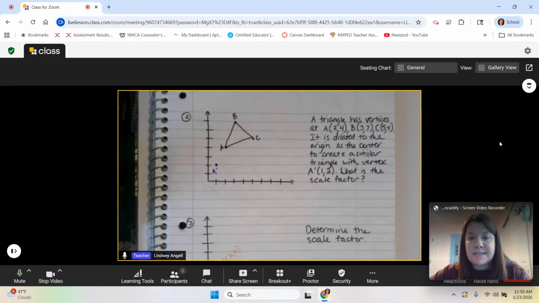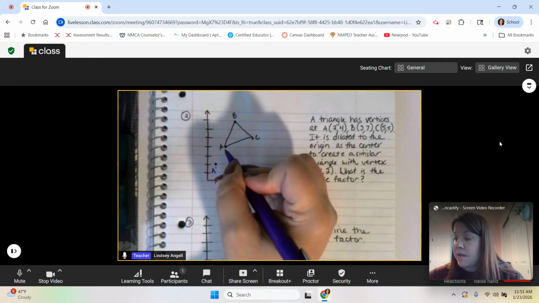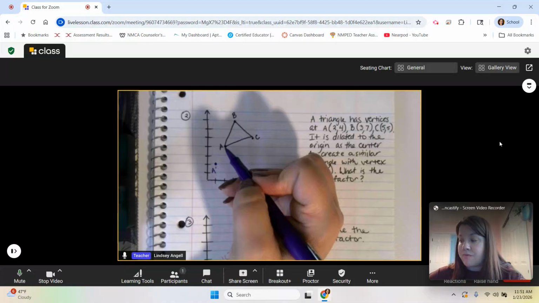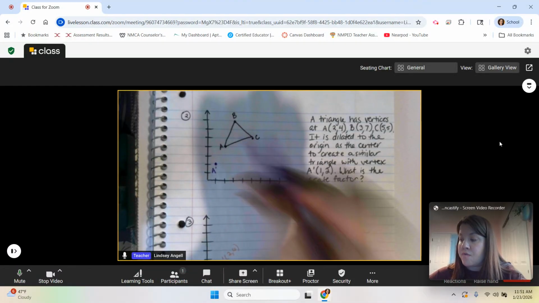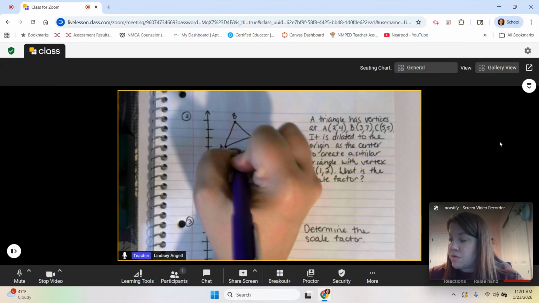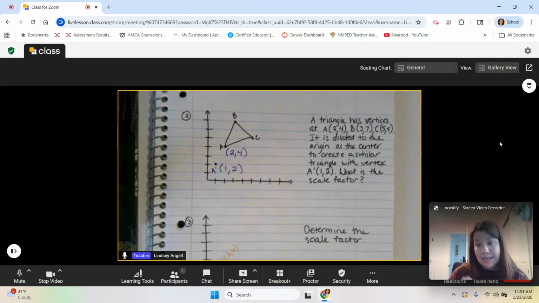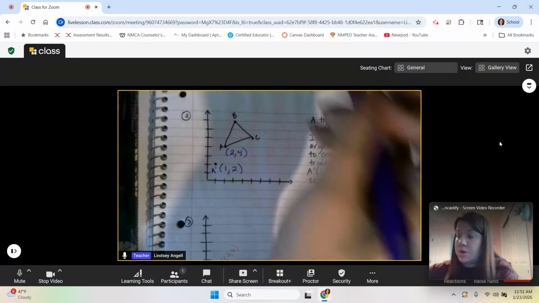A triangle has vertices at A (2, 4), B (3, 7), and C (5, 5). It's dilated with the origin as the center to create a similar triangle with vertex A prime at (1, 2). What is the scale factor? So really, all you need to do on your test is figure out, okay, we're focused on A. That's the information that we're given, first off. So for A to go from this point here, which is (2, 4), down to (1, 2), I can set that up like a proportion if I want to.